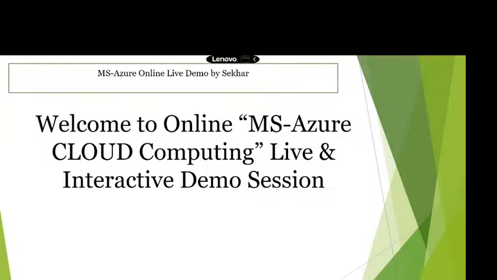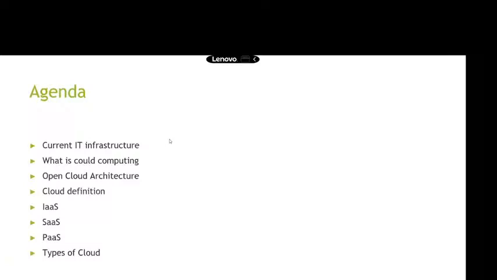Before going for Microsoft Azure, I want to let you know something about IT infrastructure. Do you know what IT infrastructure is? Anyone has any idea? Generally, what is IT infrastructure? IT infrastructure is the combination of software as well as hardware. In a data center, we can see the database, servers, computers, and all. Yes, the combination of hardware and software.